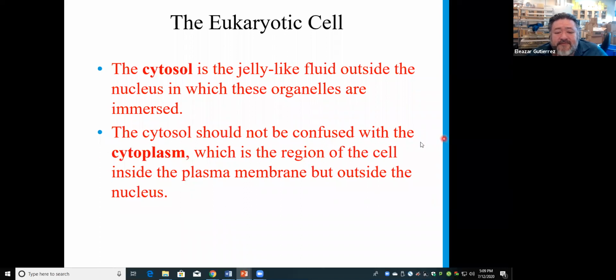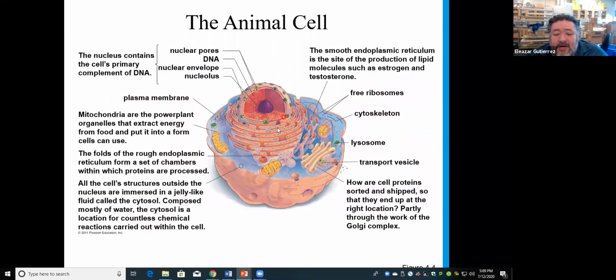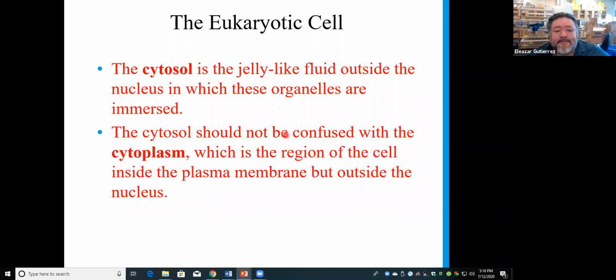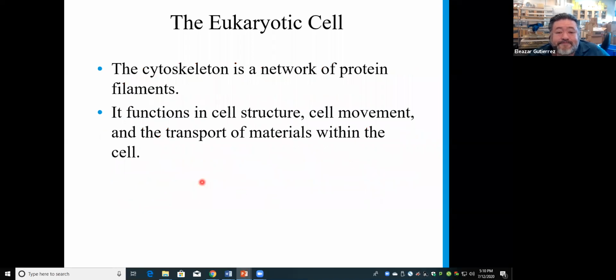By contrast, the cytosol should not be confused with the cytoplasm, which is a region of the cell inside the plasma membrane but outside the nucleus. So for the cytoplasm, you go outside the nucleus, you go inside the plasma membrane, you include everything, including the organelles, and that is the cytoplasm. You exclude the organelles, and that is the cytosol. Okay, that's important to know.